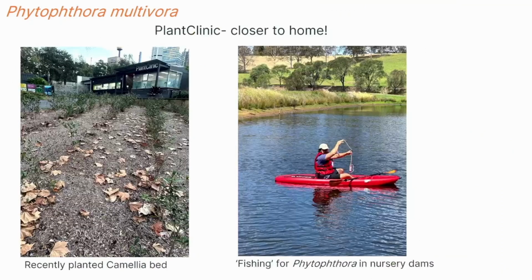So this one's a little bit closer to home. This was a garden bed planted outside the plant clinic about a year ago with camellias, and they never really thrived and they started to decline. So we tested them and they were positive for Phytophthora multivora. And then we've also been fishing for Phytophthora in nursery dams, and we're detecting multivora as well. So it doesn't prove the cause, but it's really a smoking gun.